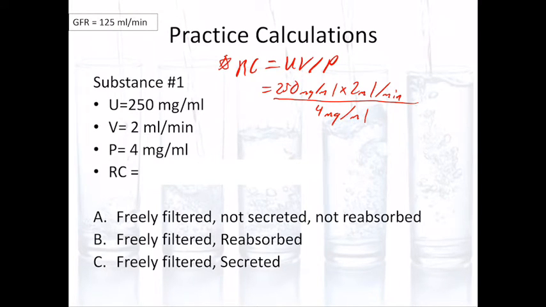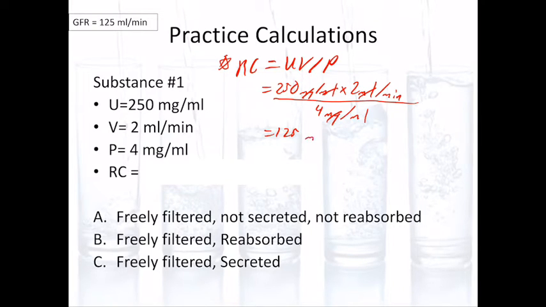Okay, so 250 times 2 is 500. Divide that by 4 is 125. Okay, and then the units here, we're going to see are the milligrams. We have a milligram on the top here, and we have a milligram on the bottom, so those are going to cancel out. Right here we have a milliliter on the bottom, milliliter on the top. Those are going to cancel out. So what we're left with is mils per minute.